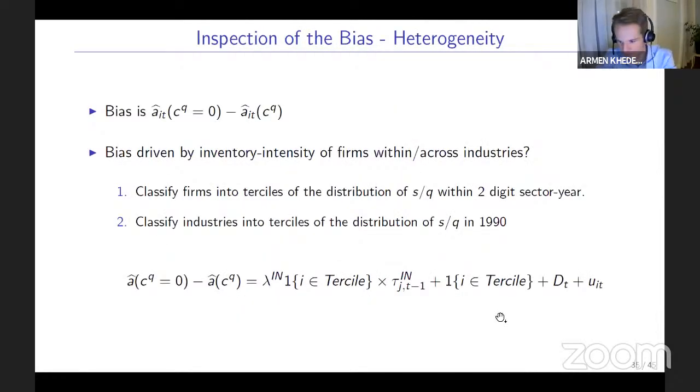Okay, so I'm really running out of time, and I think that what we're capturing is really related to the bias, and maybe this addresses a little bit of Daniel's concerns. What we're going to do is look at how the bias differs across different firms, and we do that by classifying firms into terciles of the distribution of the inventory usage ratio within a 2-digit sector year, and by terciles of the distribution of the inventory usage ratio in 1990. And then basically we're just going to have that dummy variable multiplying the elasticity that we estimated previously for the average.